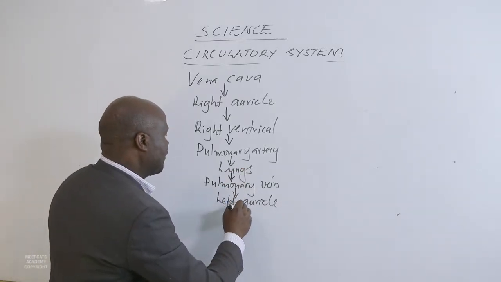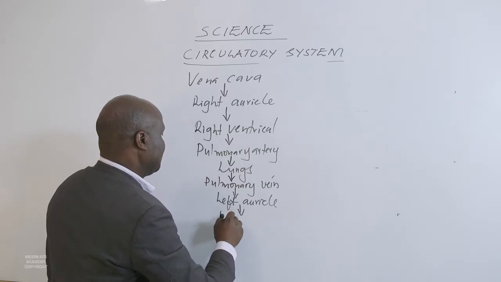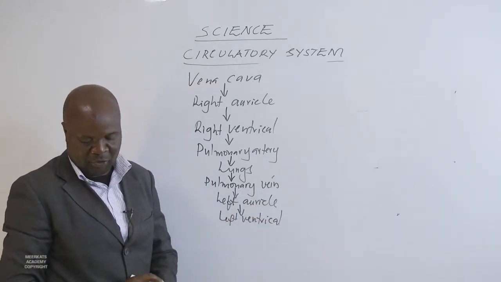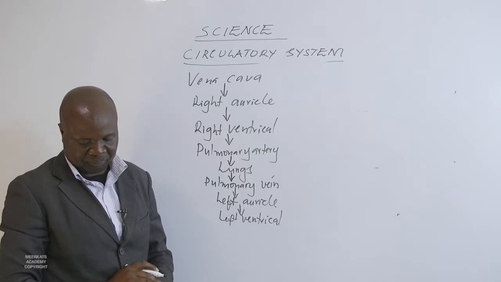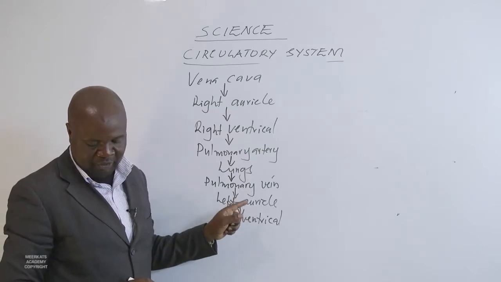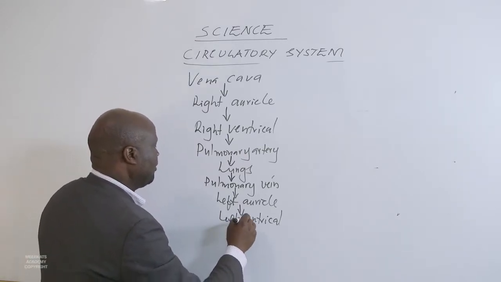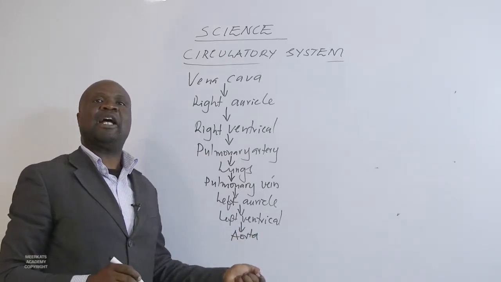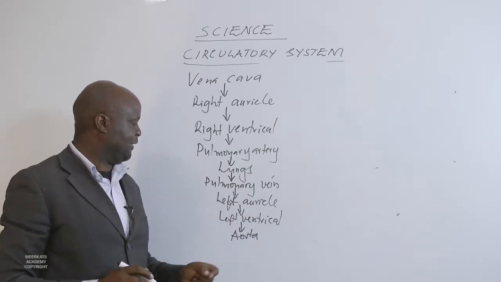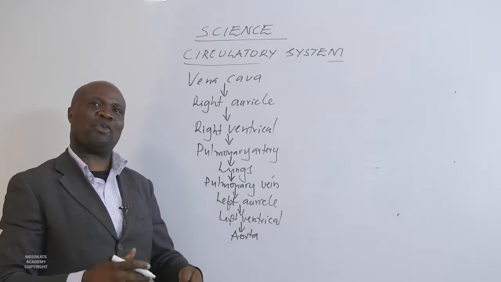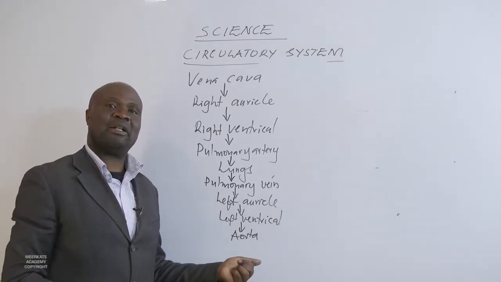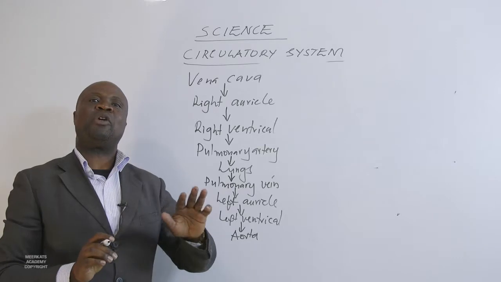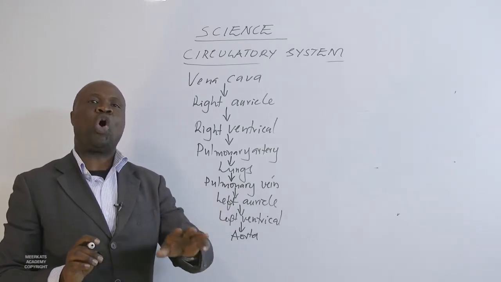So from the left auricle, we can see the blood will go to the left ventricle. Then from the left ventricle, the blood circulation will go to the aorta. And we are saying the aorta is the main artery. There are many arteries, but we talk of the main and the major one. From the aorta, the blood is pumped to other parts of the body, and this blood is oxygenated blood.